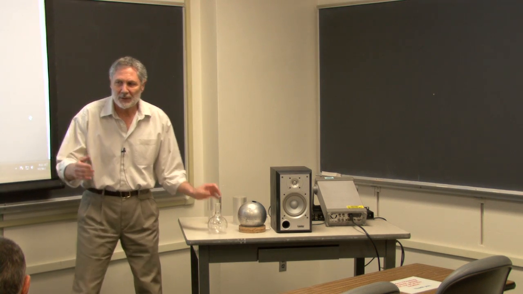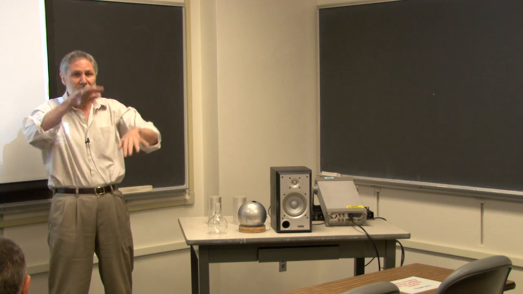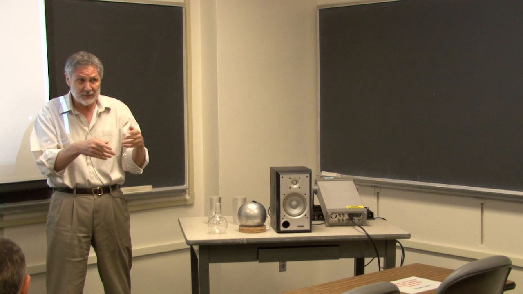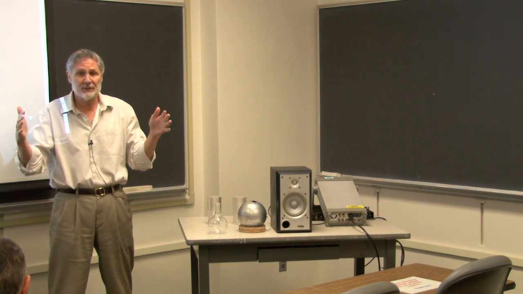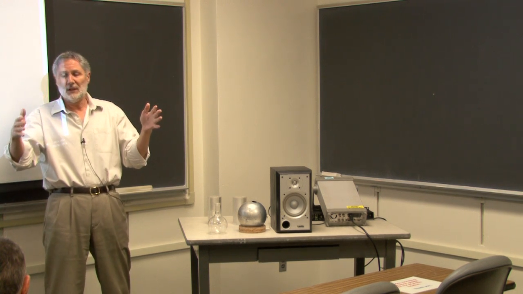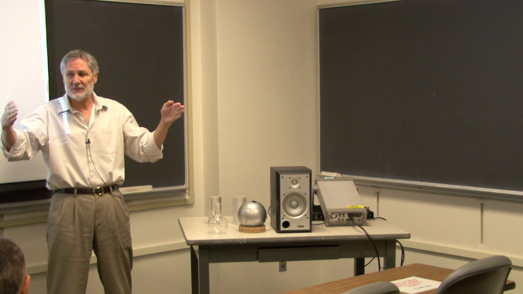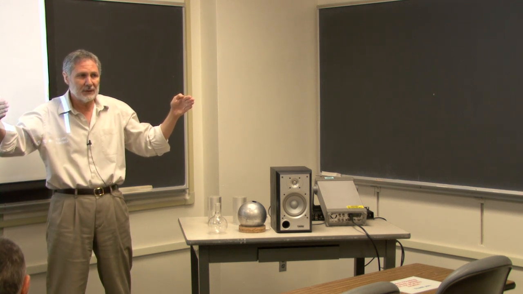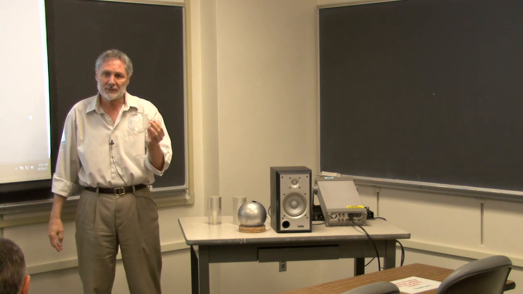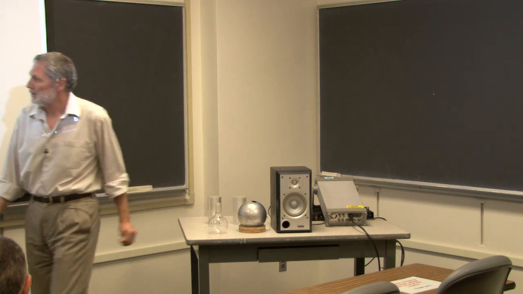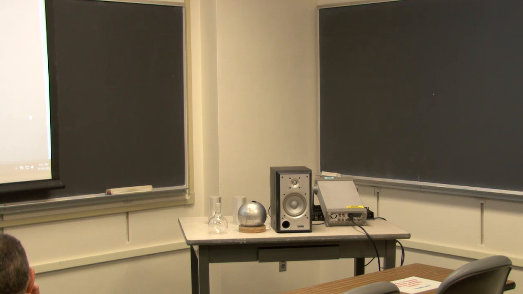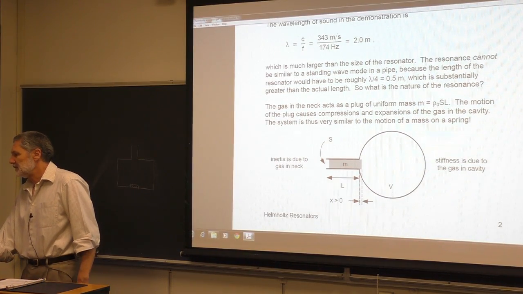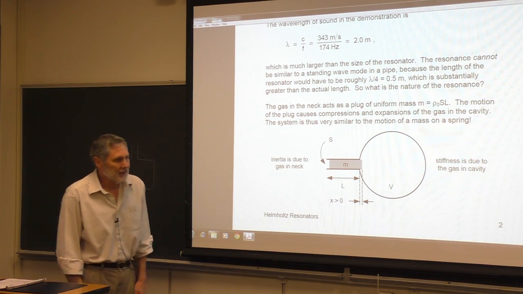A pipe mode, what we call, is like a standing wave on a string that you did last quarter, and then the standing sound waves that you did this quarter, where you have a wavelength that's comparable to or less than the size of the resonator, right? Something else is going on here. What's going on? Well, here's sort of the standard explanation.